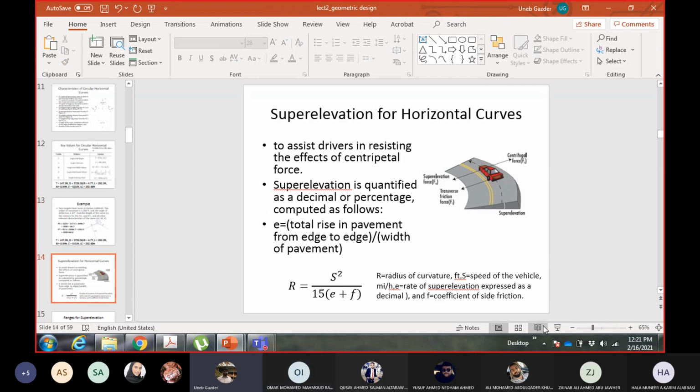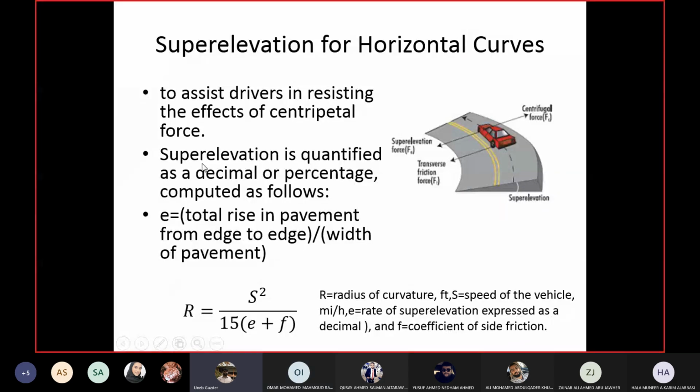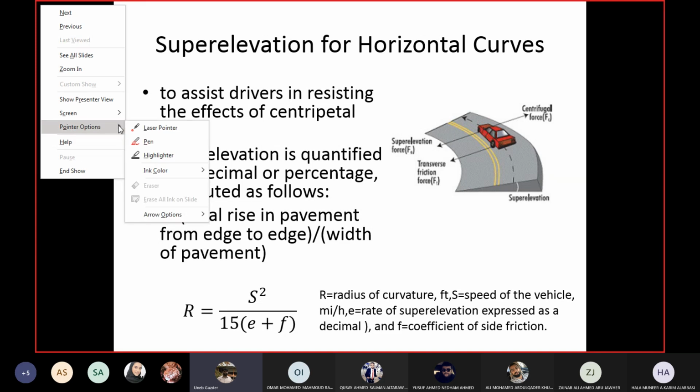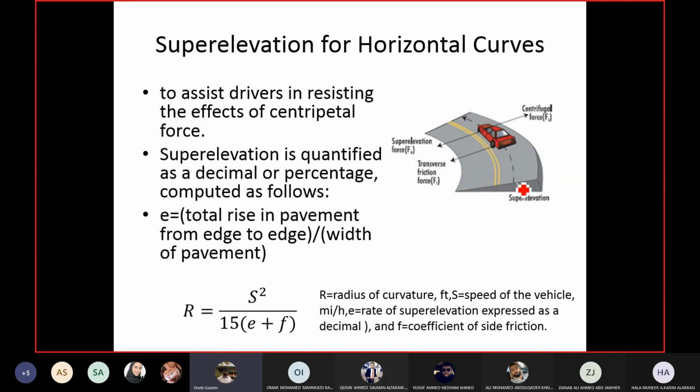Moving on. The concept of super elevation we discussed in the previous chapter as well. Super elevation is provided to help drivers resist the centripetal forces. You can see a nice 3D picture here, which I have taken from the internet. I should have put a reference here as well, sorry for that. Your vehicle is moving in this direction, initially straight, and then you are trying to turn it. The motion of the vehicle will resist the turning.